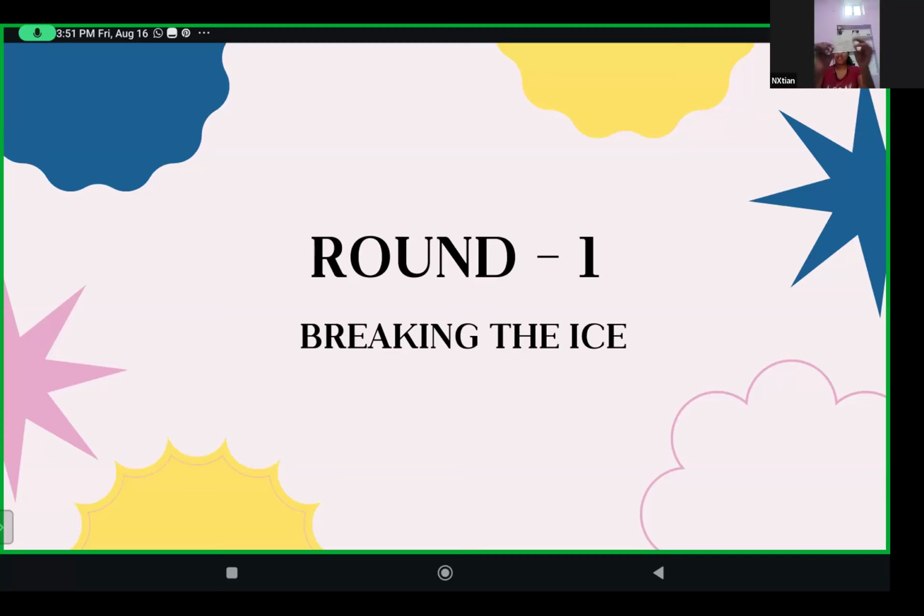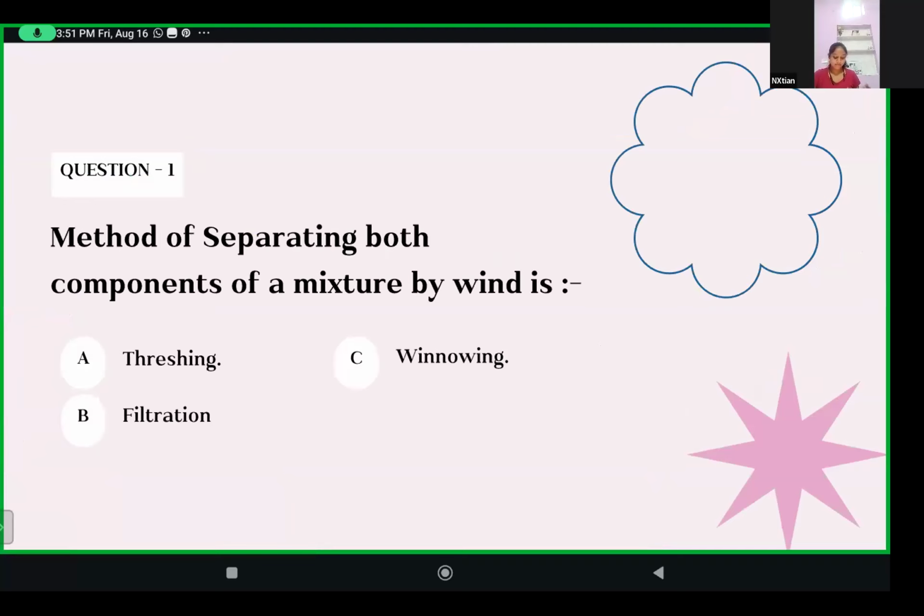So we are going to start with Anaya. Why is it called breaking the ice? Because it's the first round, okay? First round means to get you going, like breaking the ice, getting you to answer. Round one. So the first set of questions is for Anaya. Okay, I'm starting with the questions. Anaya, be ready. So here goes your first question.